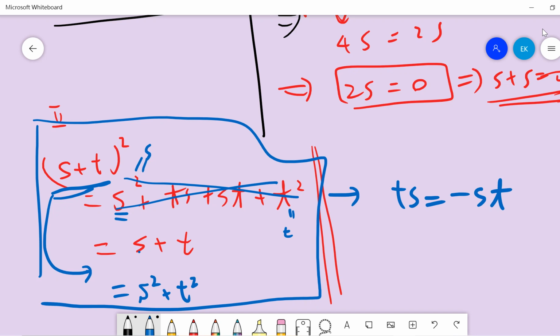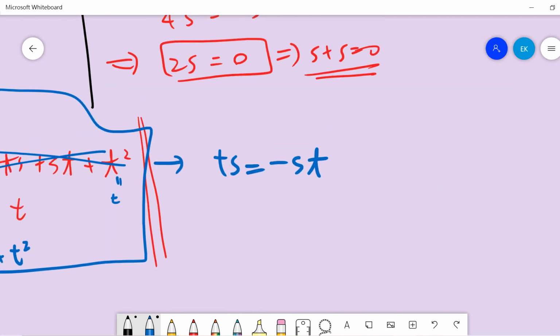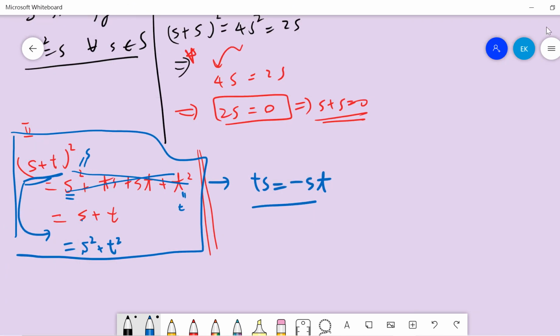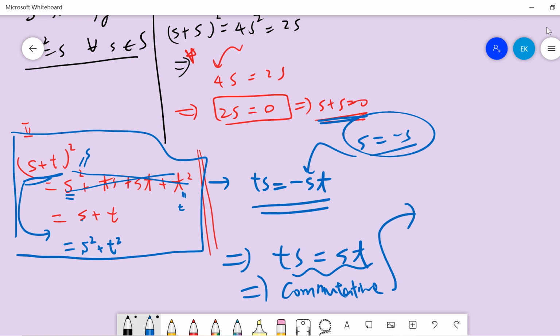Okay. So the third says that S is commutative. This is a tricky one, right? So it looks like this is anti-commutative because TS equals minus ST. However, S plus S is 0, so S equals minus S. Okay, so TS equals ST, right? Because S equals minus S. So commutative. So basically, the first one, second one, and third one are all correct.